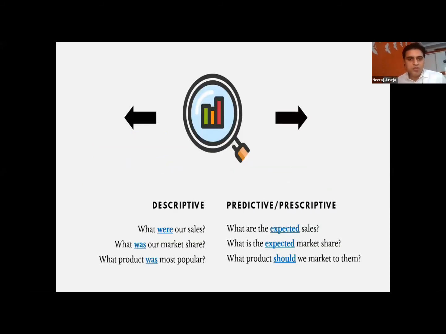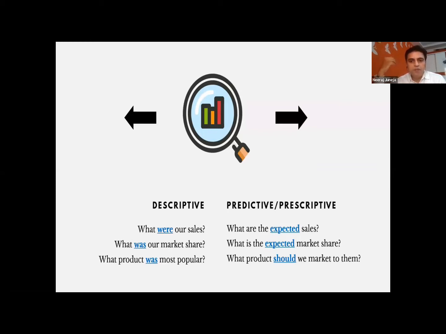So let's talk about some of the sample questions which are coming in these two categories. Categories broadly means the category of the past and the category of the future. Like descriptive is a category which talks about the past. So we can ask these type of questions like, what were our sales in the past? What was our market share? What product was most popular at that time? So these are the questions which deal with the past.